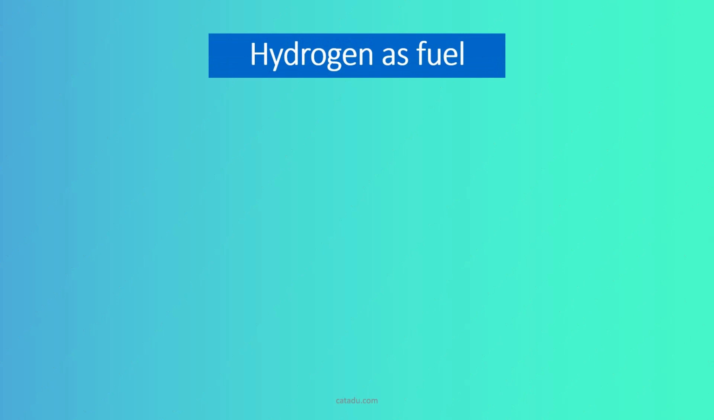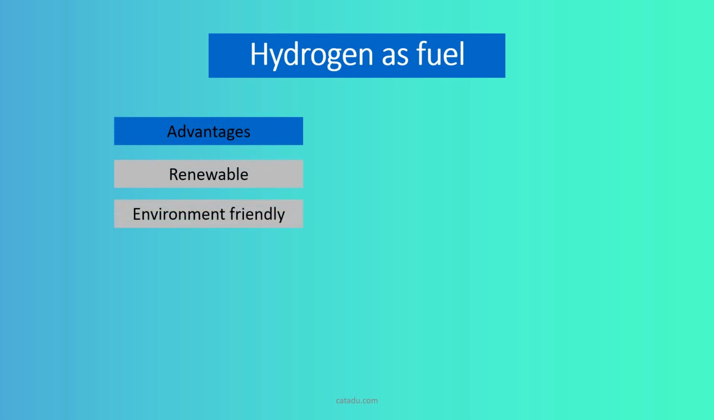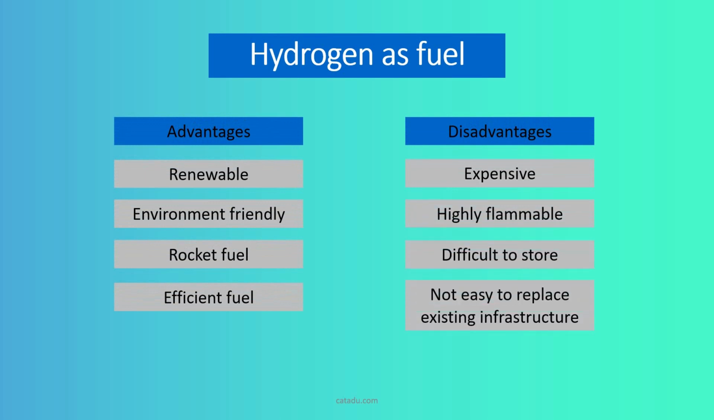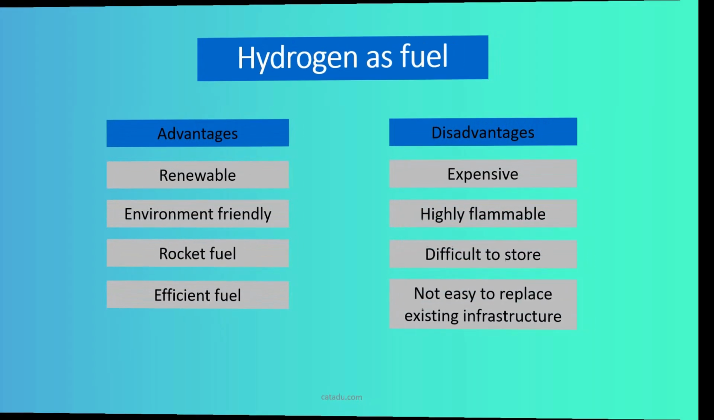Hydrogen fuel cells have some advantages and disadvantages. First, the advantages. Hydrogen fuel is renewable, environment friendly, rocket fuel, an efficient fuel. There are some disadvantages of hydrogen fuel: expensive, highly flammable, difficult to store, not easy to replace existing infrastructure.